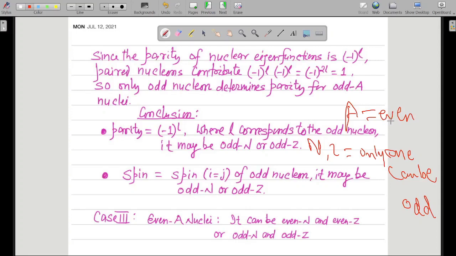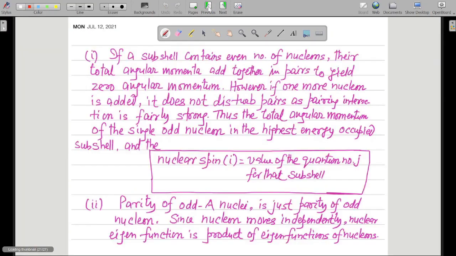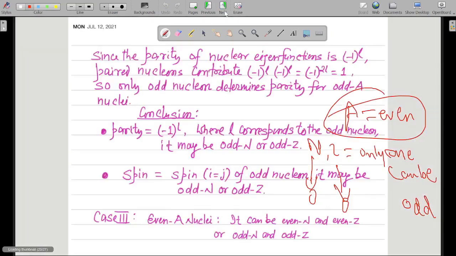Only one amongst N and Z will be odd because the atomic mass number A in this condition is odd. As soon as you take this also odd and this also odd, then the value of A will become even. So it will be a violation of our condition which we have already written over here, odd A nuclei, okay. It will violate that condition, and we are not studying that condition right now, right?